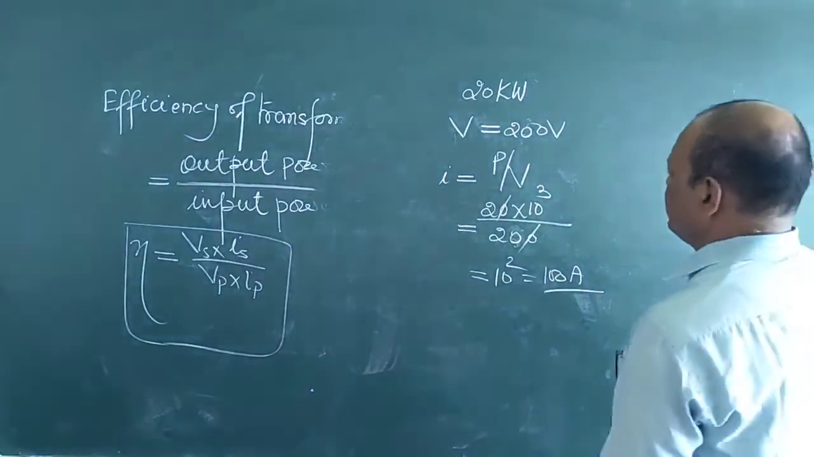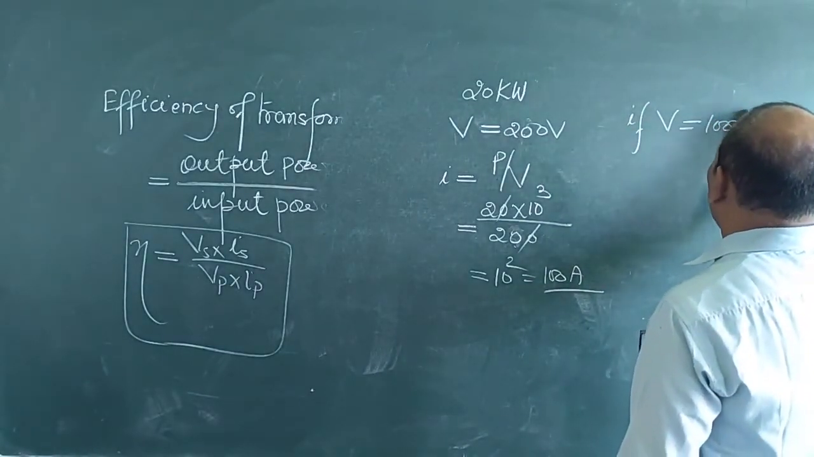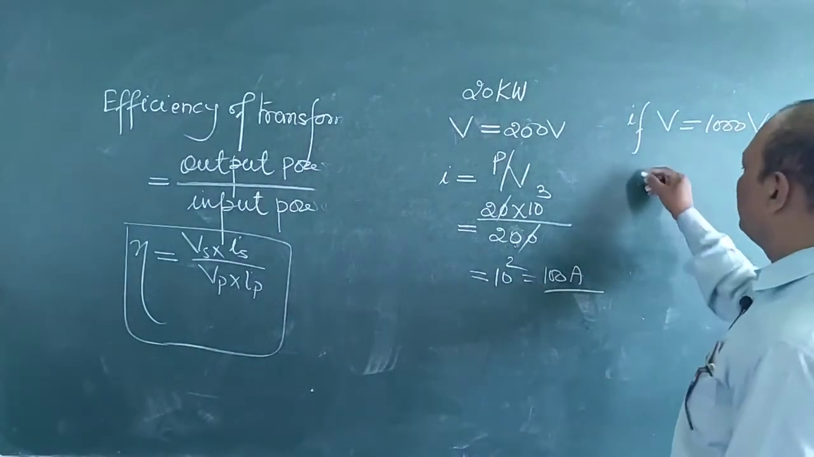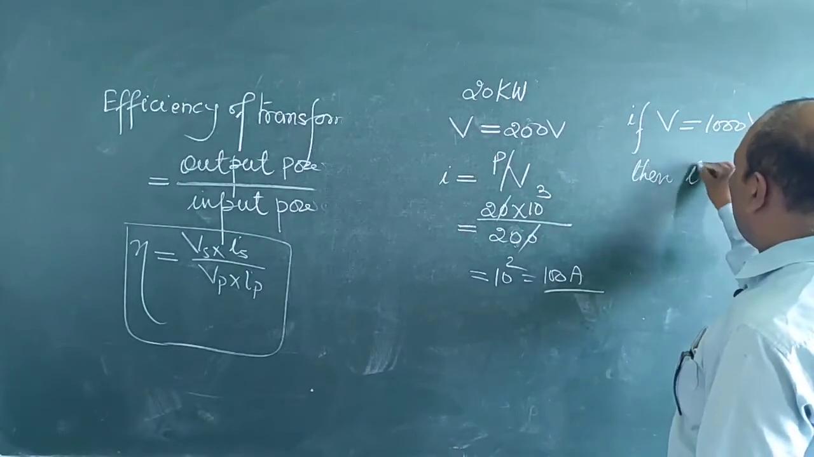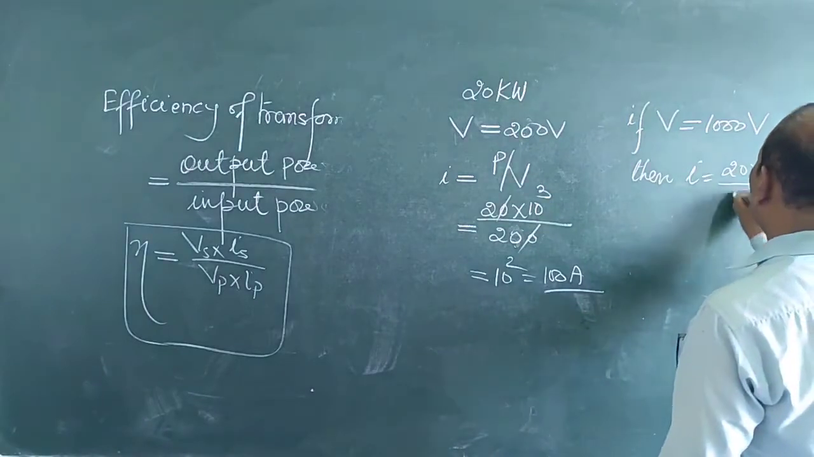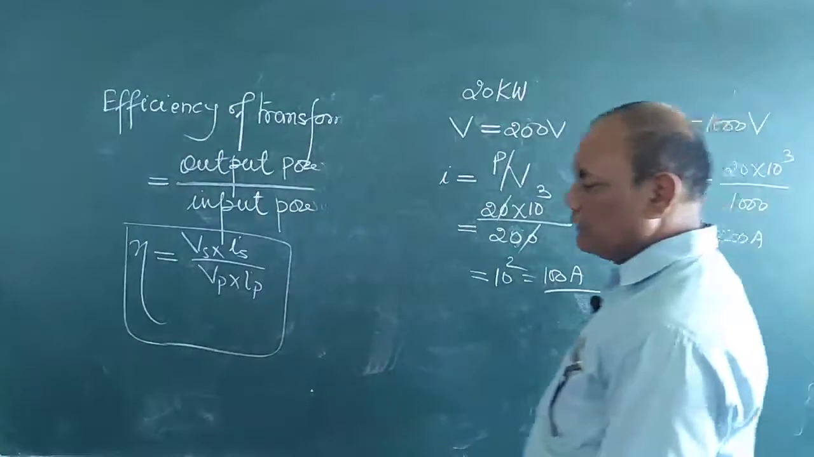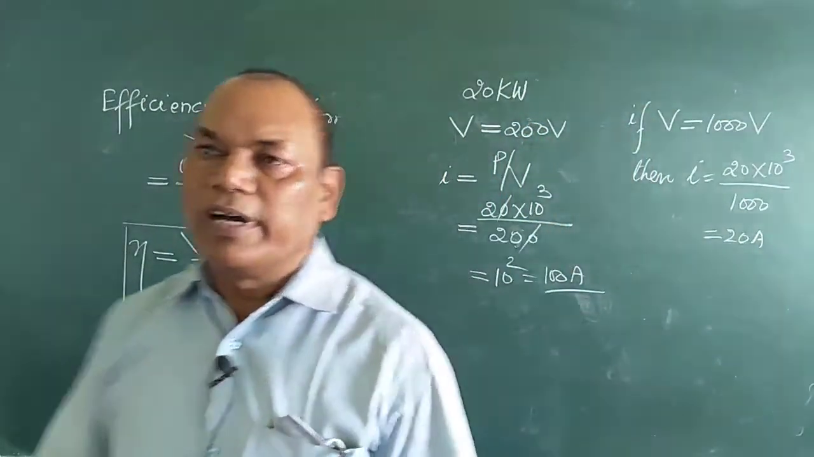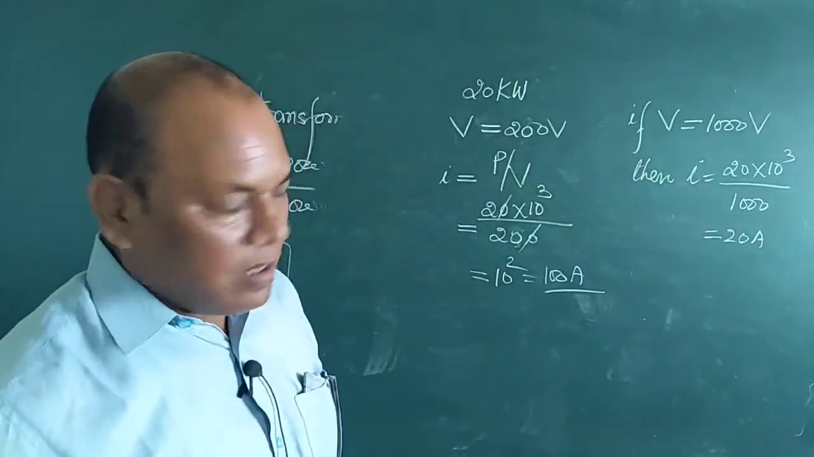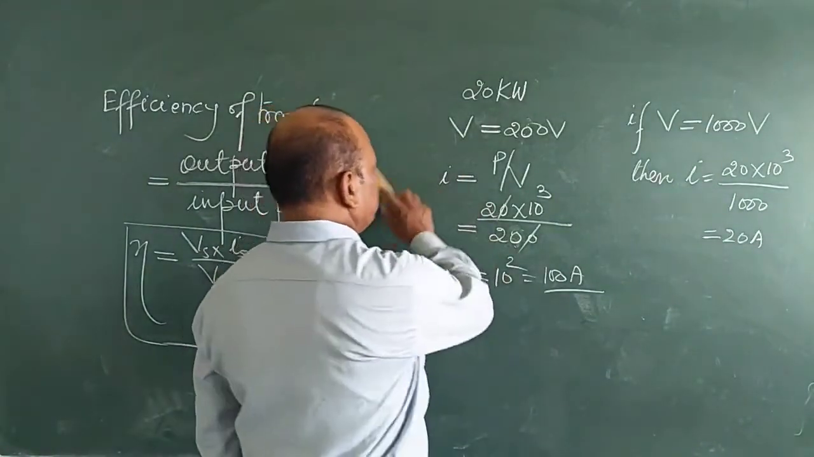So what happens if V becomes 1000 volt? If V becomes 1000 volt, then I becomes 20 into 10 power 3 divided by 1000, which is 20 ampere. This 20 ampere is a very small amount of current that can be sent by conducting wires, and these wires may be thin.